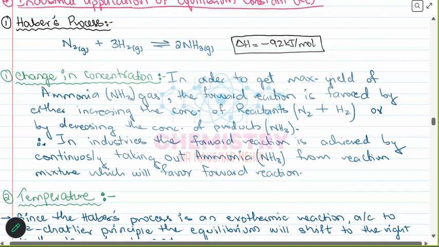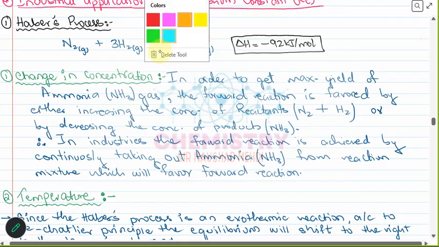Yes or no? Okay. So out of those four ways of changing the concentration, in which of the ways do you get the forward reaction? In which of the ways does the equilibrium shift in the forward direction? Yes, you are right. By increasing the concentration of reactants, or by decreasing the concentration of product. These are the two ways in which the reaction moves in the forward direction.